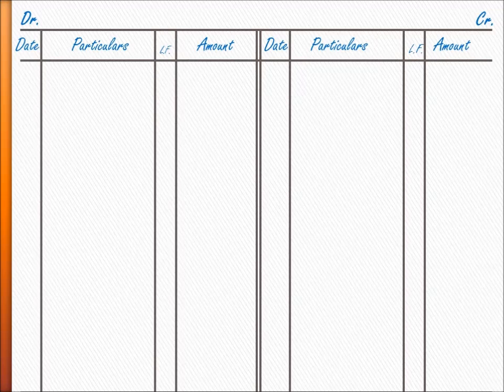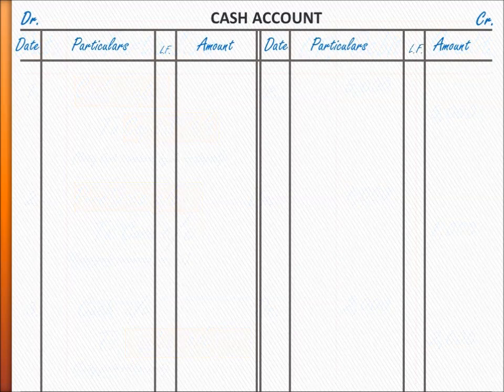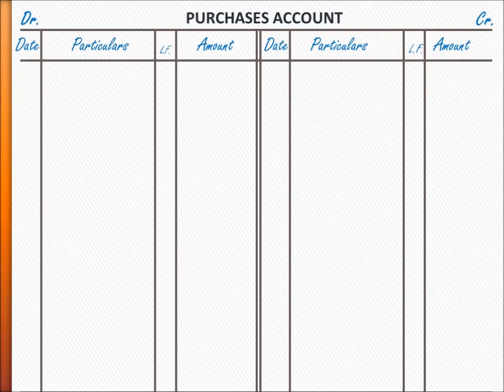So first of all, we are going to make the ledger for cash. You know, in our journal entries, 4 accounts are involved: cash account, capital account, purchases account and sales account. In this way, we'll have to open 4 accounts, I mean to say 4 ledgers: cash account, capital account, purchases account and sales account.